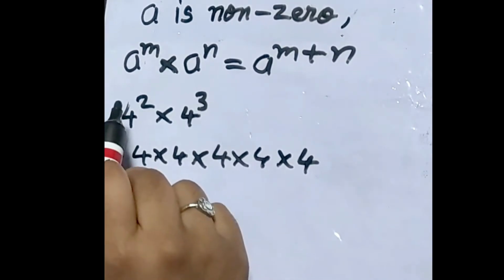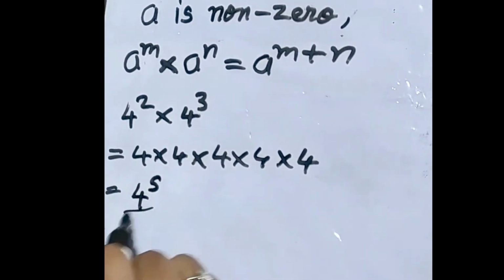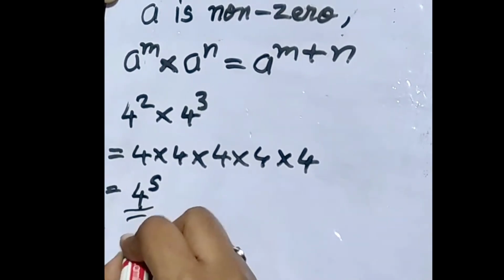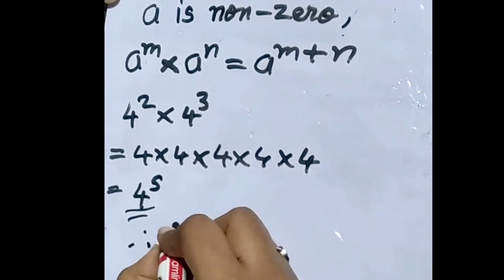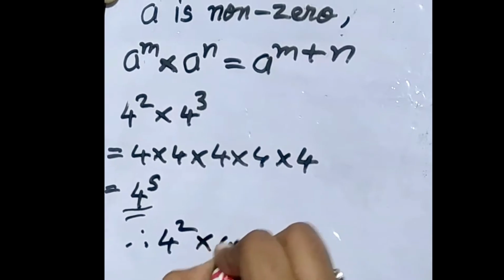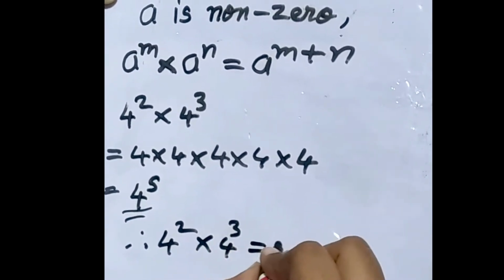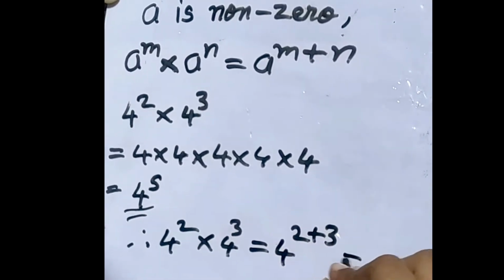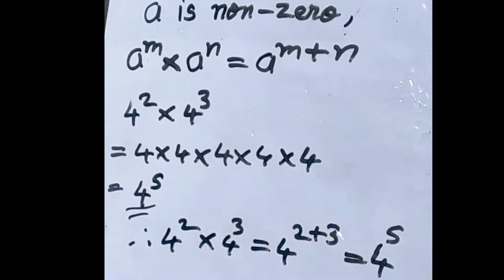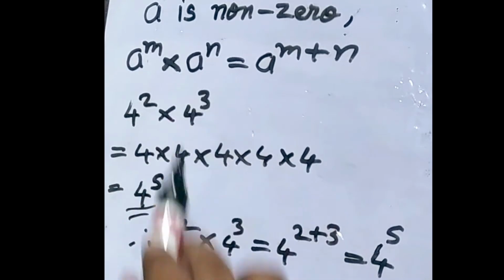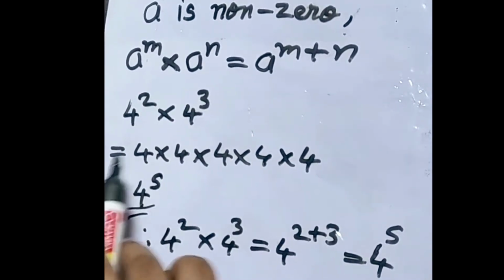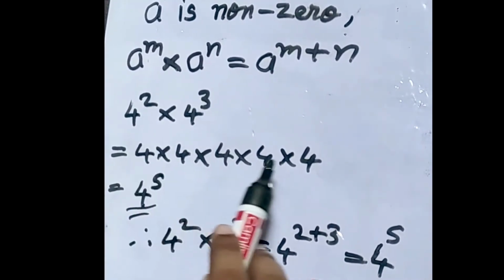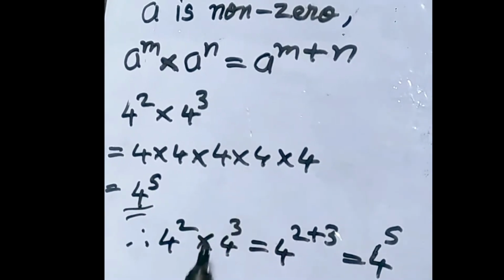Okay, now see, 2 plus 3 is what? 5. We got this. Okay, therefore 4 square into 4 cube is equal to 4 raised to 2 plus 3, which is equal to 4 raised to 5. So this is how we use this law. Instead of doing this calculation, it is not required. We can directly use this rule and write the answer.